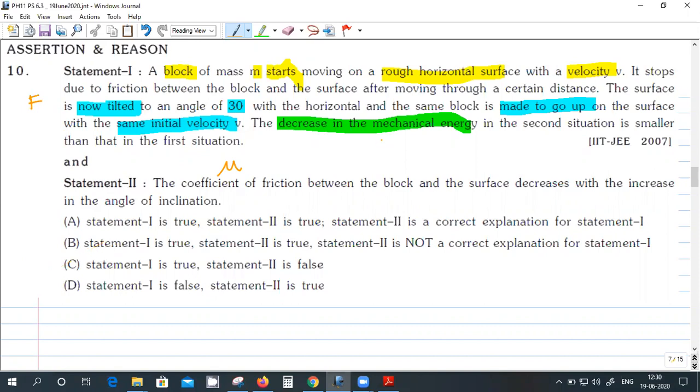See, the decrease in kinetic energy is half m initial velocity square minus half m final velocity square. What is the final velocity? 0, right? So in both the cases, the decrease in mechanical energy is half mv square. So the first statement is false. Second statement, the coefficient of friction between the block and the surface will decrease. He's asking coefficient of friction. Okay, this is also false.